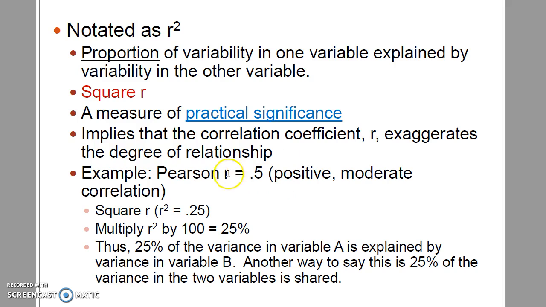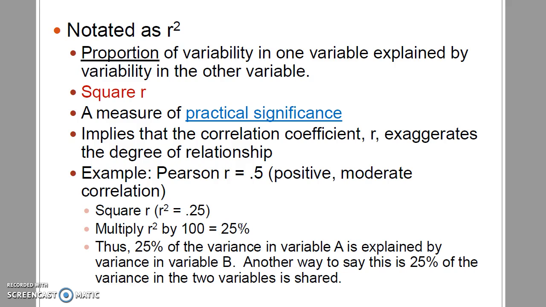So if your correlation coefficient is 0.5 and I square it, it would give me 0.25, and then multiply by 100, so that is 25%. So I could say that 25% of the variance in one variable can be explained by the other variable, which means that they are related by 25%.